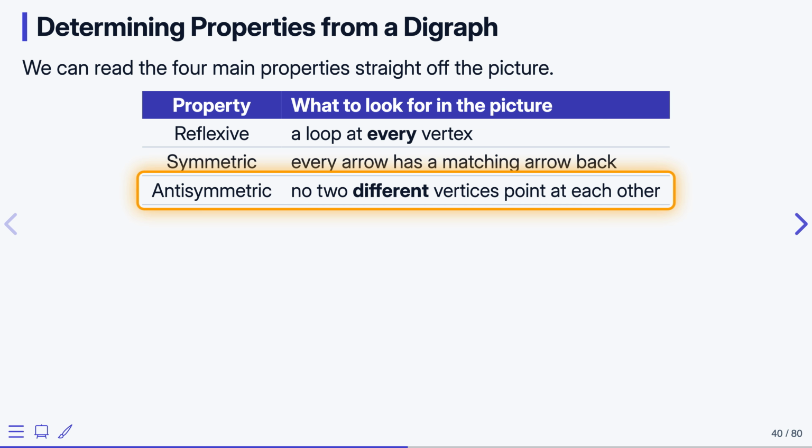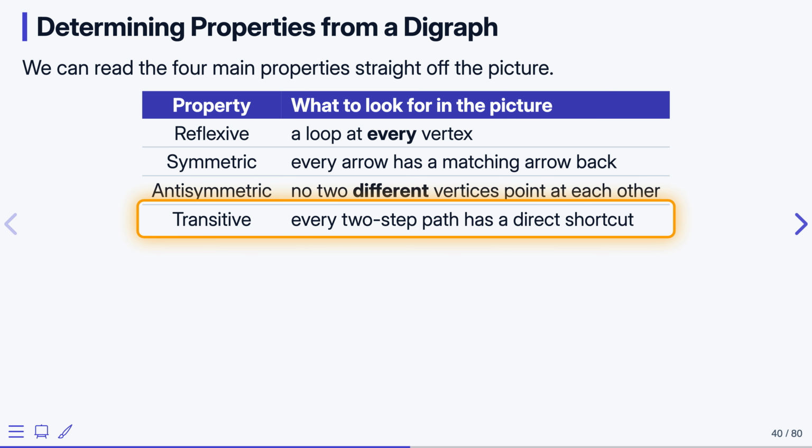Third, antisymmetry. A relation is antisymmetric when no two different vertices point at each other. Fourth, transitivity. A relation is transitive when every two-step path has a direct shortcut. So if there is an arrow from X to Y and an arrow from Y to Z, then there must be a direct arrow from X to Z. Learn these 4 checks, and you can name the properties of any digraph.